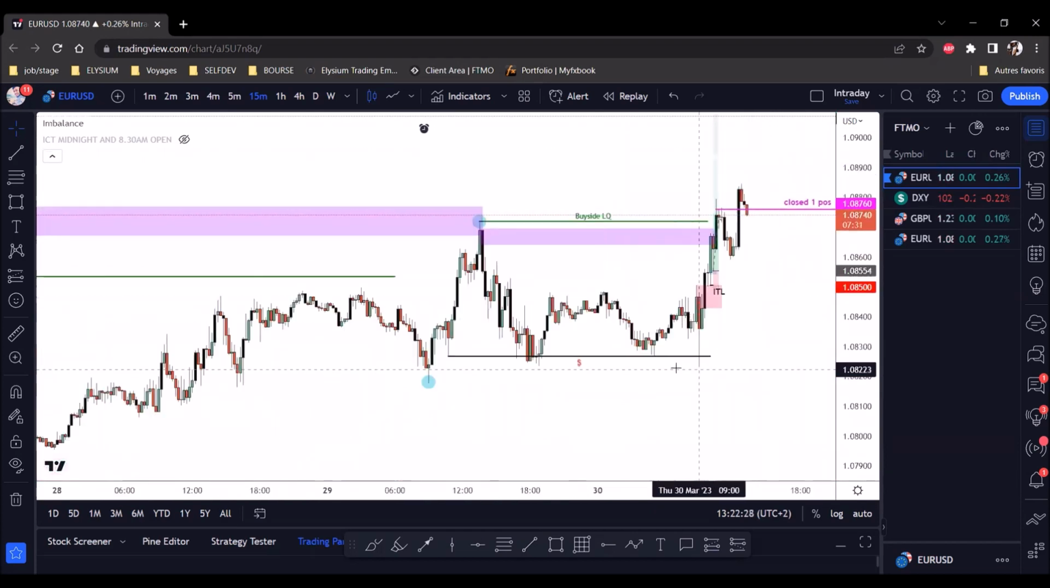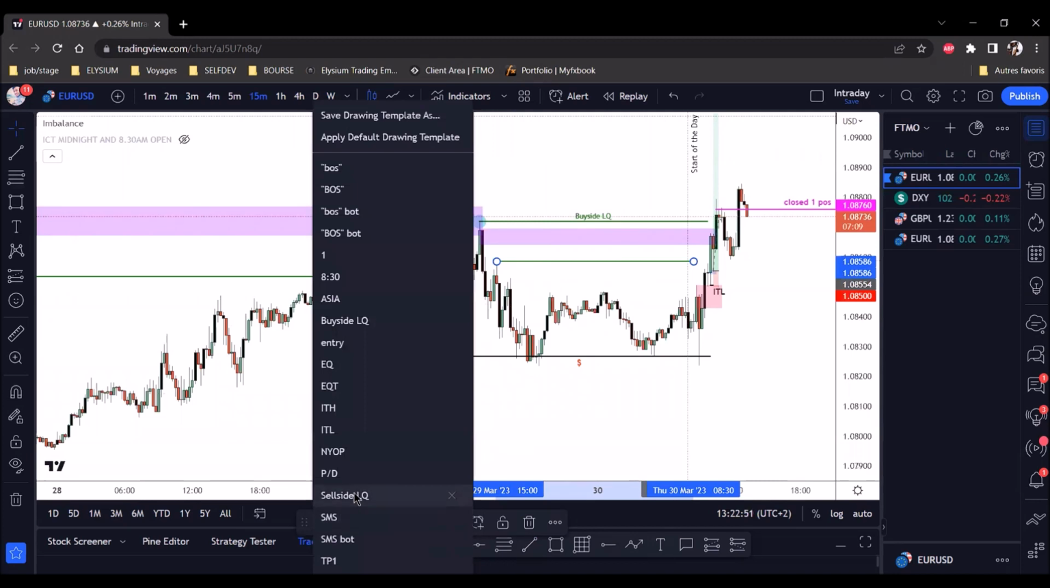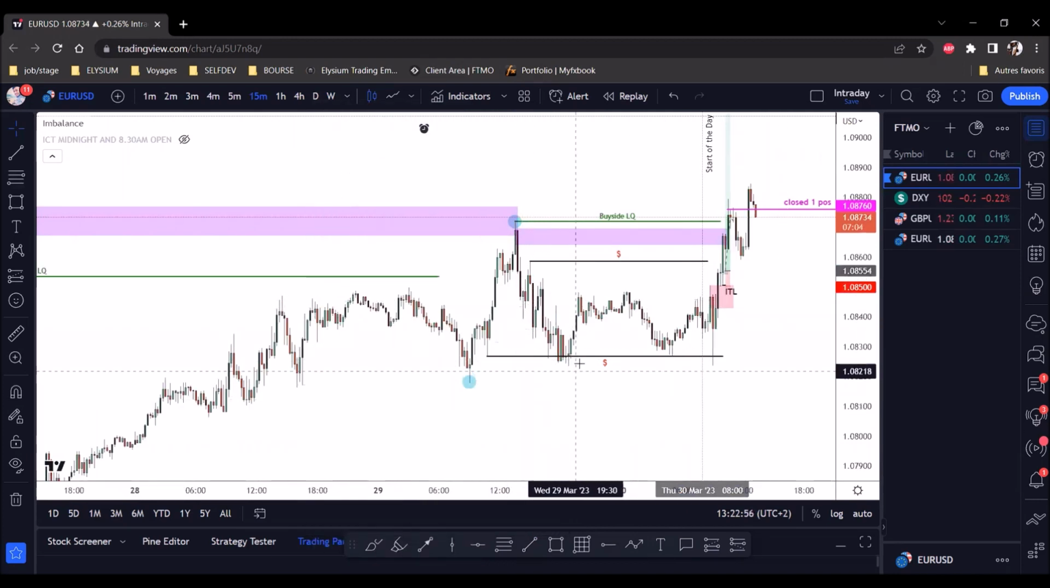So here we have the range of this morning. So in this morning, we were in this range. We had internal liquidity on both sides. So this was internal liquidity also. And we have taken the internal liquidity on the sell side.